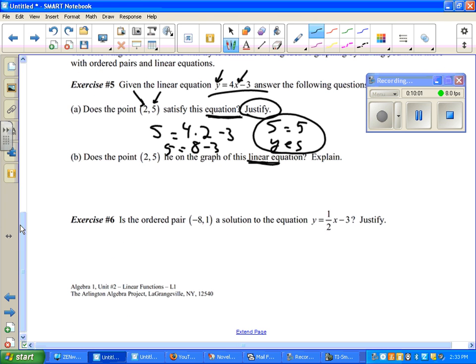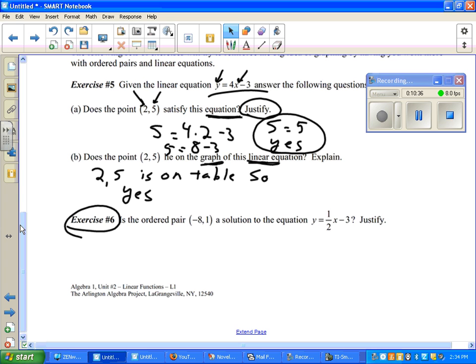Okay. Now, Josh, we can type this one into the calculator because it says, is it on the graph of the linear equation? So when we type it into the graph, 2, 5 is on the table. So yes. Try exercise number 6 on your own. Work with your partner next to you if you need to.